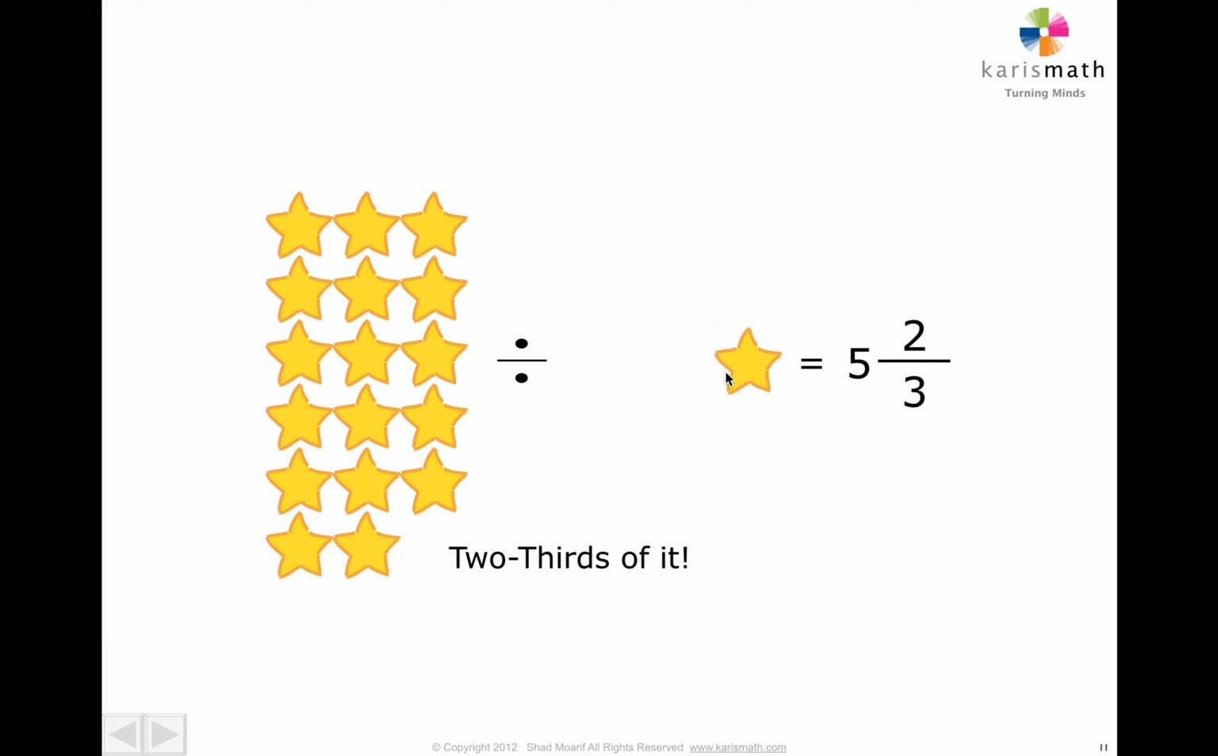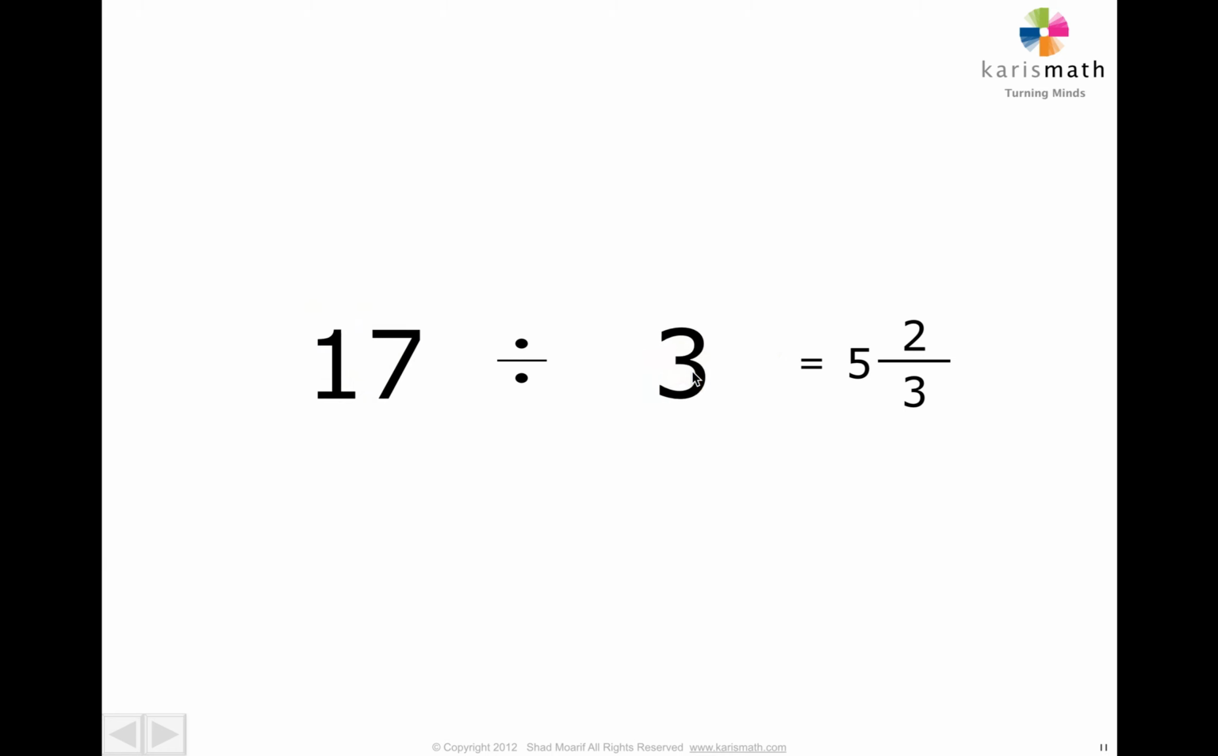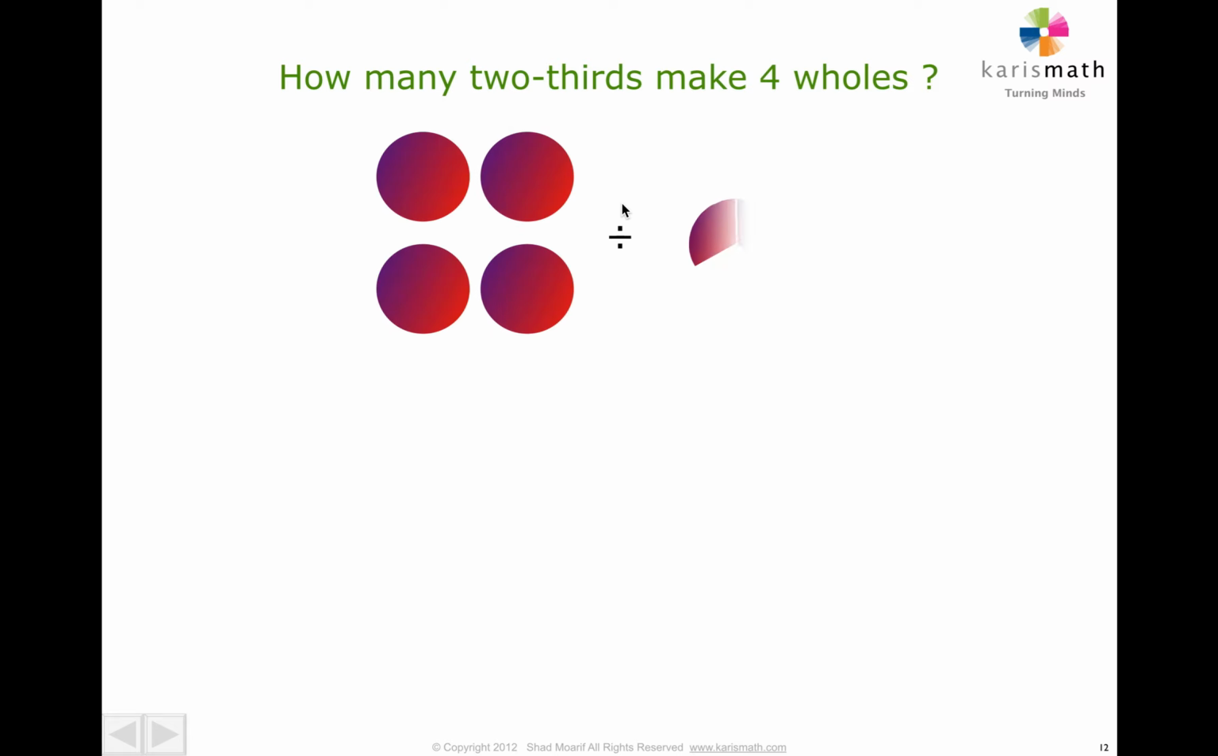If we want to find the answer of how many of these 3 fit into this: 1, 2, 3, 4, 5, and 2/3 of this fits these 2 there. So we've got how many? 17 divided by 3. The answer is 5 and 2/3. But using a very simple understanding of division in terms of equal grouping. So how many 2/3 make 4 wholes? We can answer that in exactly the same way.